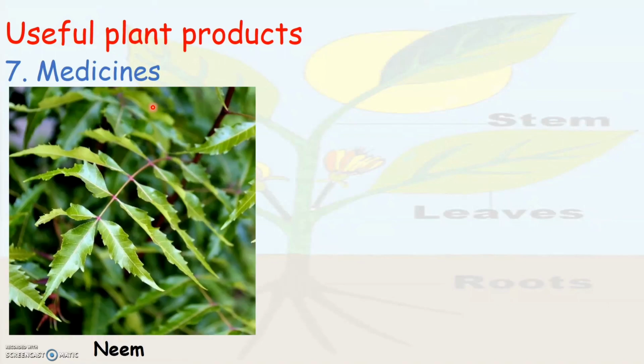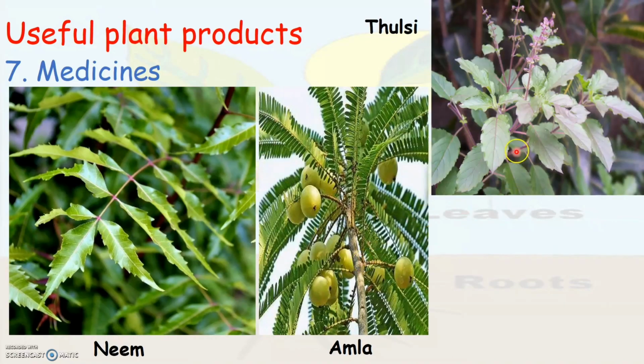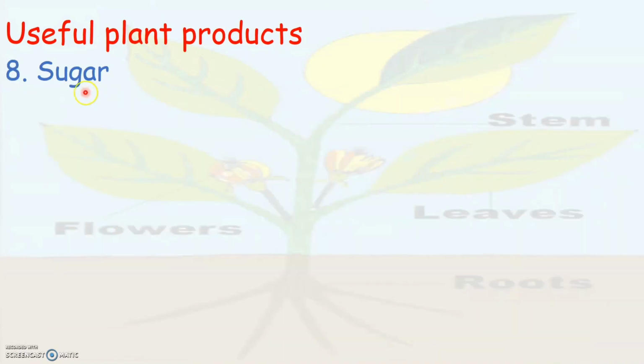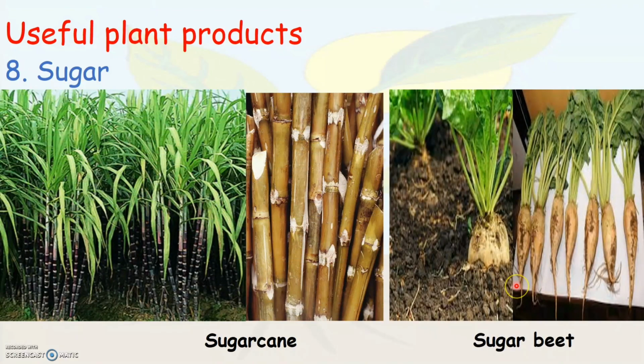Medicines, plants like neem tree, amla tree, tulsi, and ginger are also used to treat various diseases. Sugar, which is obtained from sugarcane and sugar beet. Now these are also useful plant products that we use in our daily life.